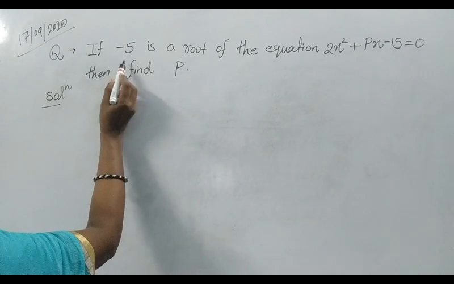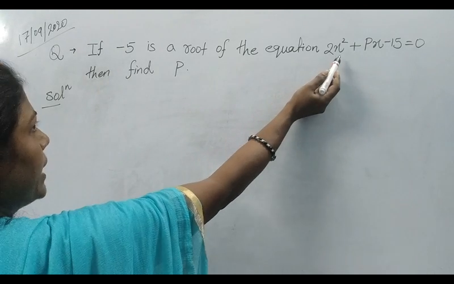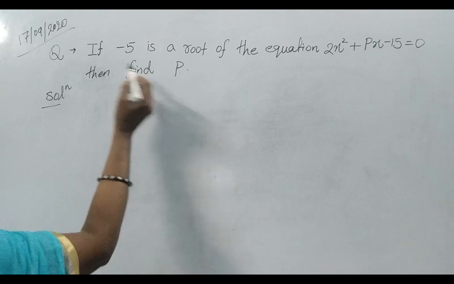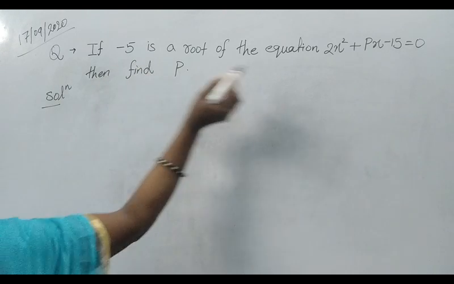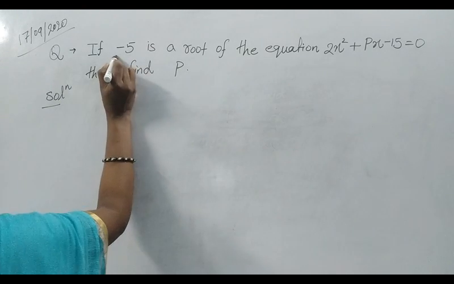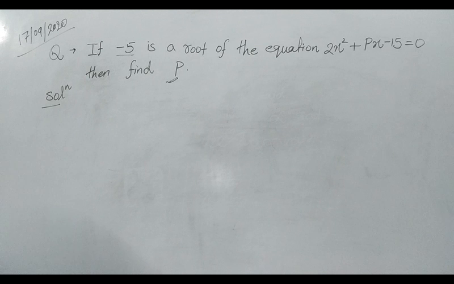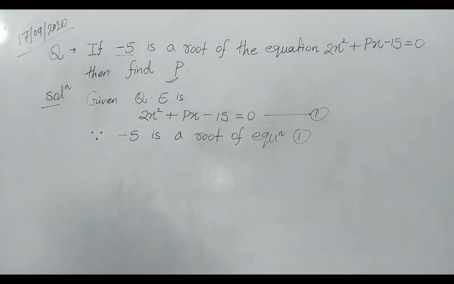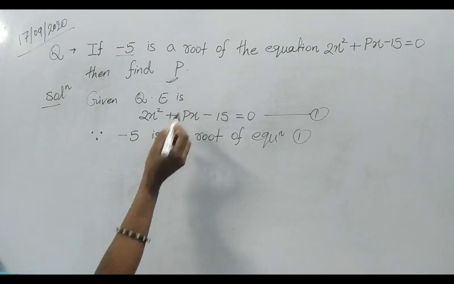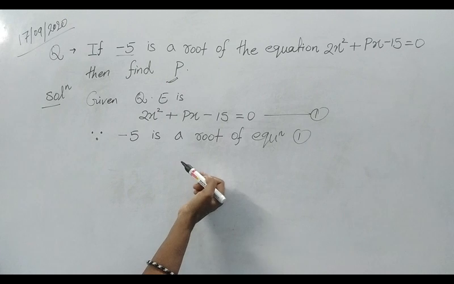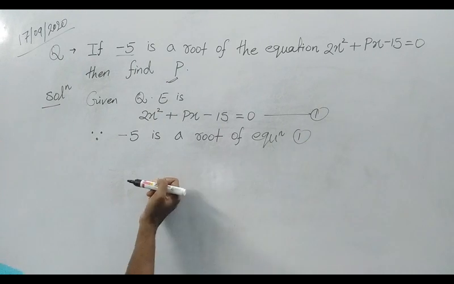Question: if minus 5 is a root of this quadratic equation, then find the value of p. Here it is given that one root of the given quadratic equation is minus 5, and we have to find the value of p. So the given equation is 2x square plus px minus 15 is equal to 0. Consider it as equation 1.